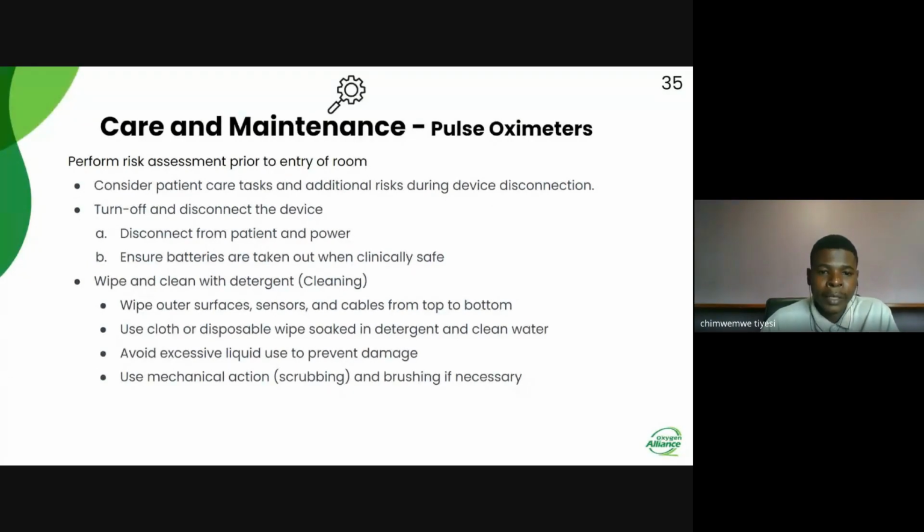Wipe off and clean with the detergent, the same detergent I talked about, or alcohol-based disinfectants. Wipe the outer surfaces, sensors, and cables from top to bottom, and use a cloth or disposable wipe soaked in a detergent. Then you can use the same lint-free dry cloth to clean everything up. You should also avoid the use of excessive liquids, as I already said, because they may damage the electrical parts inside the pulse oximeters. Use mechanical force in moderation, because these are very small and sometimes brittle medical equipment.